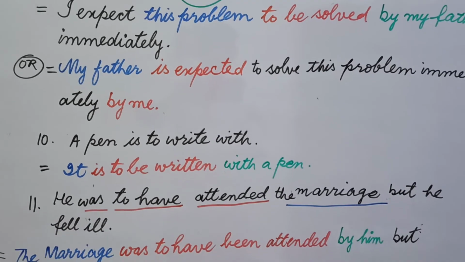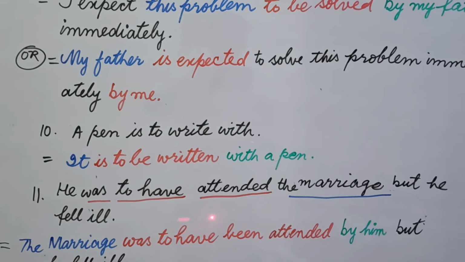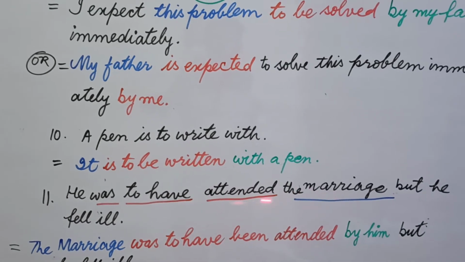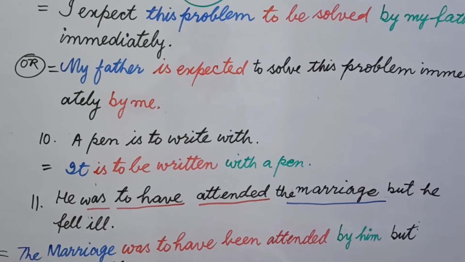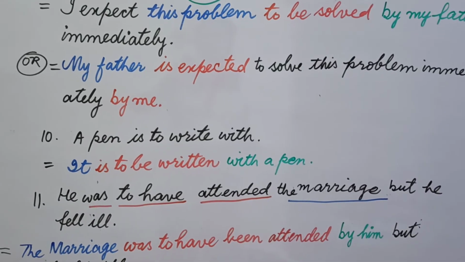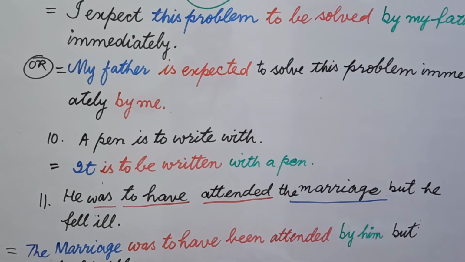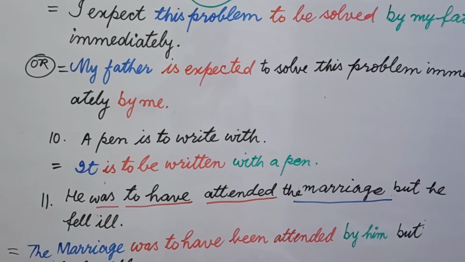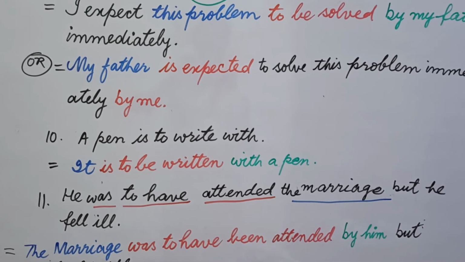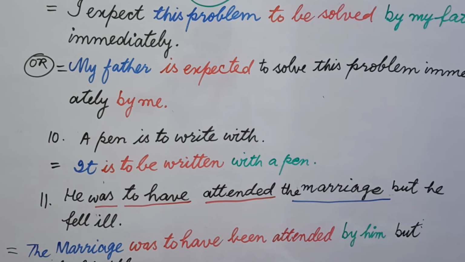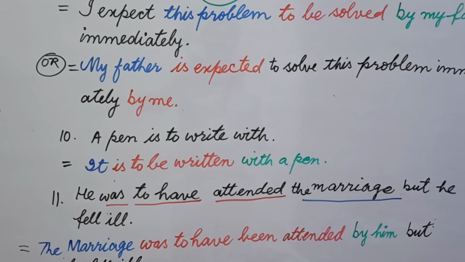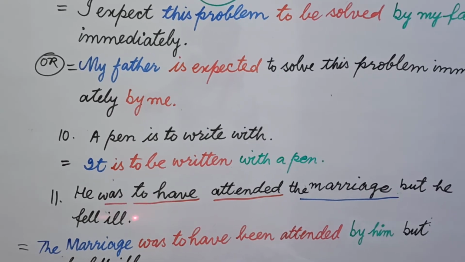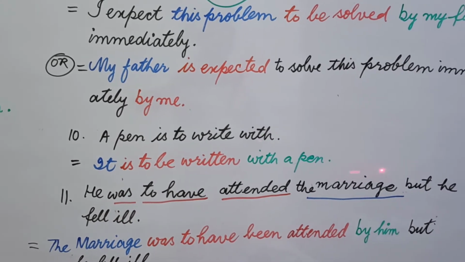Now let's see example number 11. He was to have attended the marriage, but he fell ill. Student, this sentence is based on the perfect infinitive. Perfect infinitive shows some unfulfilled work. He was to have attended the marriage means he was to go to the marriage, but he didn't. But he fell ill, and moreover, it is based on a clause.